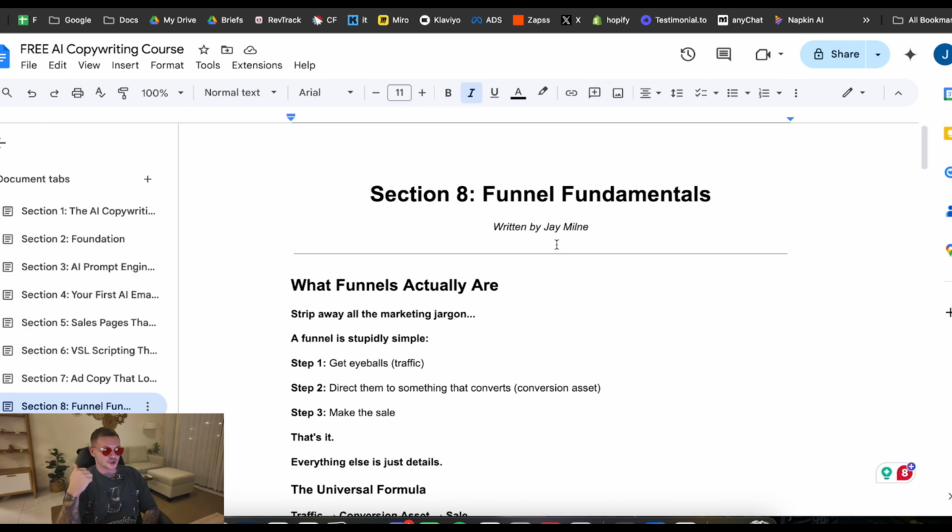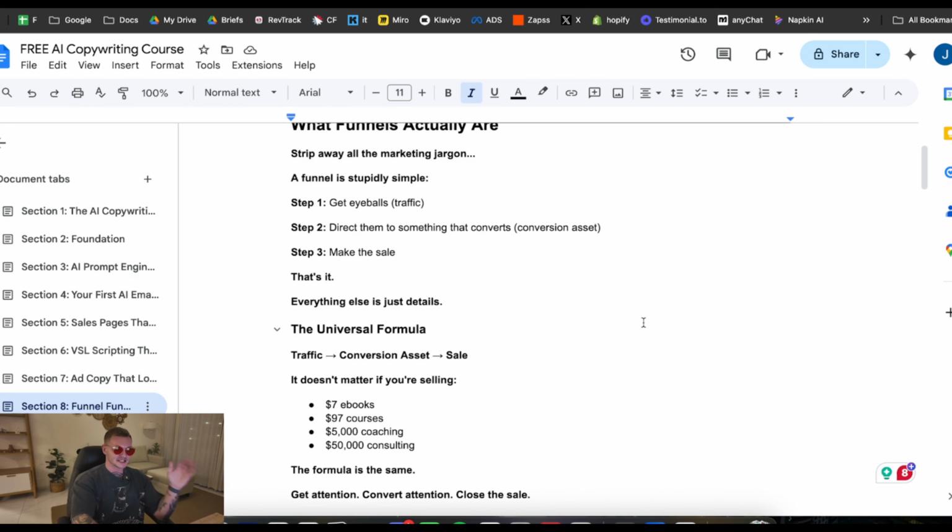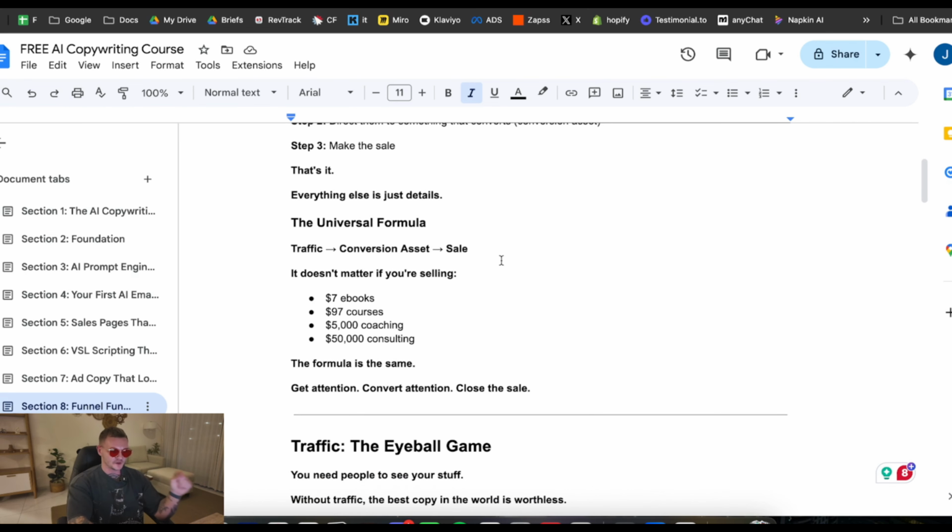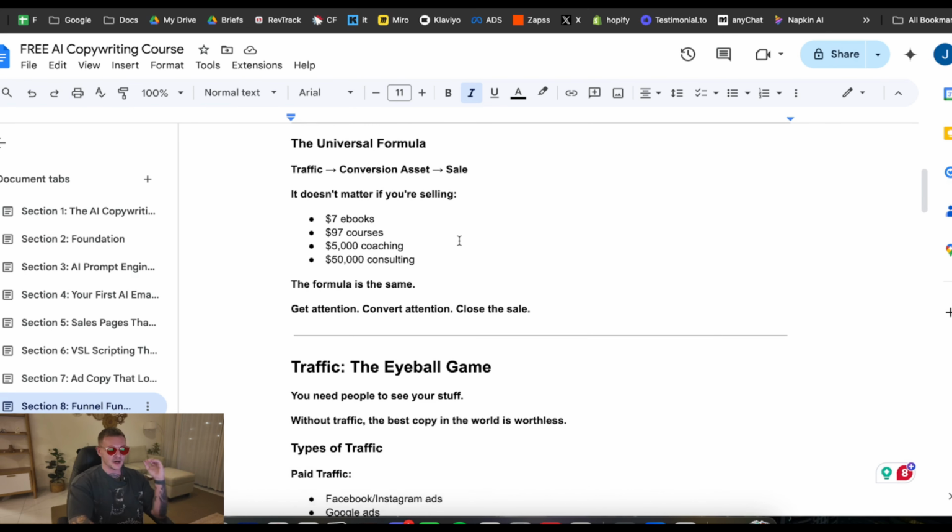We get eyeballs, that's traffic. We direct them to something that converts. That's their conversion asset, their sales page or a VSL or whatever. Step 3, make the sale. That is all a funnel is. Eyeballs, traffic, direct them to a sales page, which is your conversion asset, and get the sale. Or an opt-in page and get the email. Whatever funnel you're running, that's as simple as it gets. Traffic, conversion asset, sale.